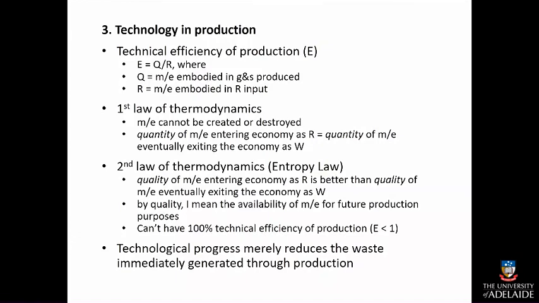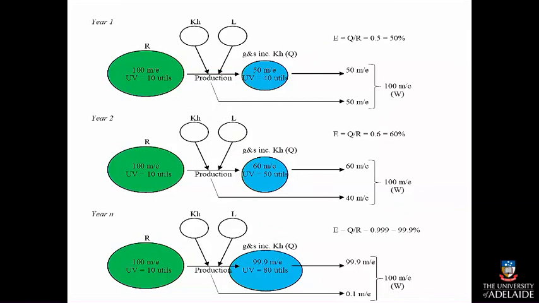So what does technological progress do? Okay, so technological progress appears to reduce the amount of resources required to produce a given quantity of output. All it's really doing is reducing the waste immediately generated through production. So if I go to the next slide, that year one, that's exactly what I had up before. 100 units of matter and energy, 50 embodied in final goods and services, 50 immediately became waste, E is equal to Q on R, equal to 0.5, equal to 50%.